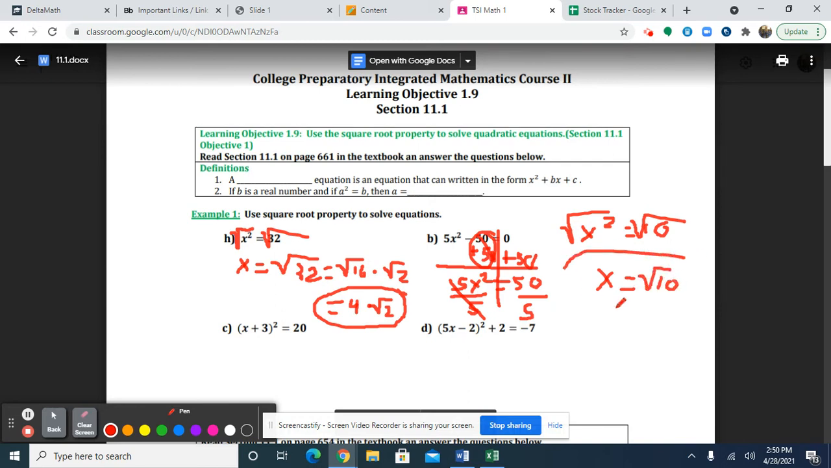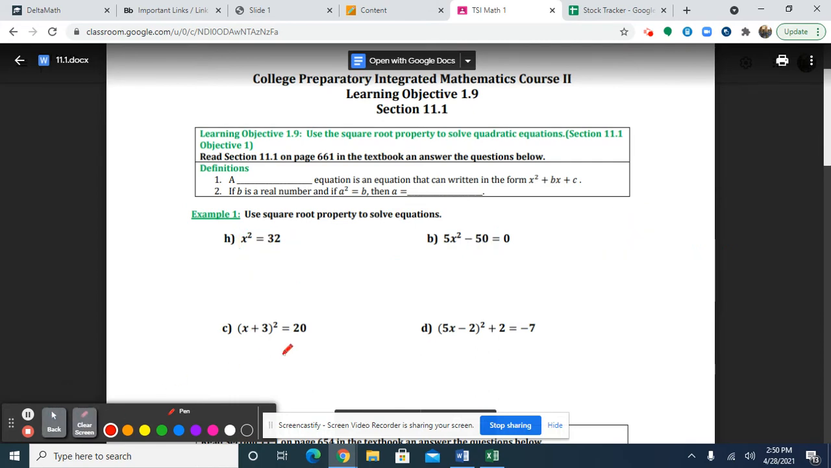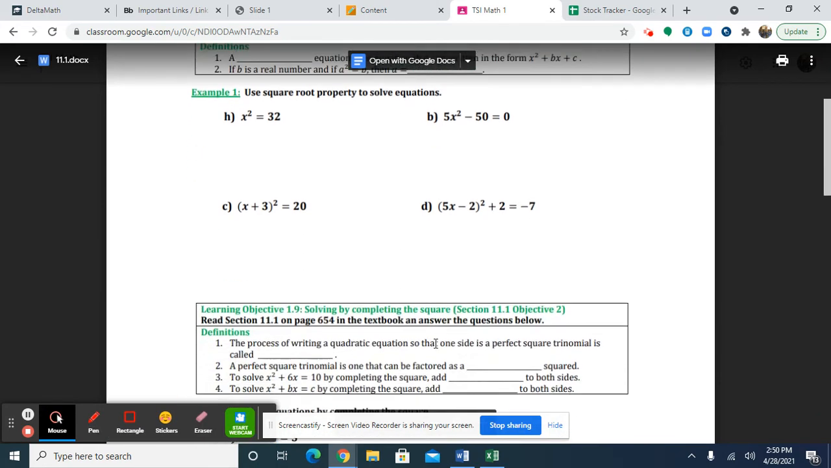Now we want to try and simplify this if we can. But in this case we can't, because the factors of 10 are 1 and 10, 2 and 5. And none of those are perfect squares. So if we can't simplify it, we're just going to leave it like that. x equals square root of 10. All right, on to this next one.